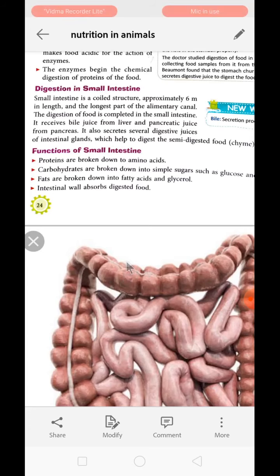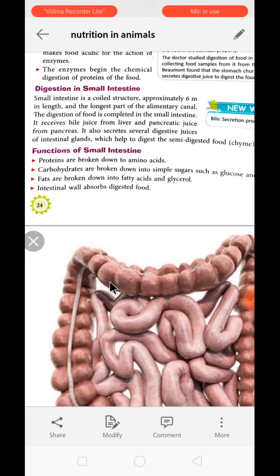Understood? If you are having a pearl necklace, every single pearl of that necklace will represent an amino acid, and the whole necklace will represent a protein. Understood? So smaller unit is known as monomer. So what is protein? Protein is a polymer of amino acid. So whenever the protein gets broken down, amino acid is formed.